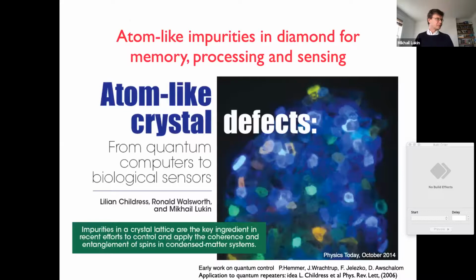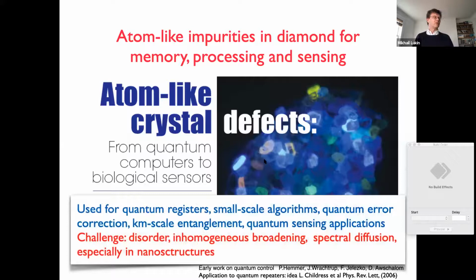In these experiments, which I will show you now, we make use of atom-like impurities in diamond. Those are the kind of impurities which make the diamond colorful. For example, one famous impurity, the so-called nitrogen vacancy center, has been used for several years to implement small quantum registers, quantum algorithms, and even for tests of the Bell states.